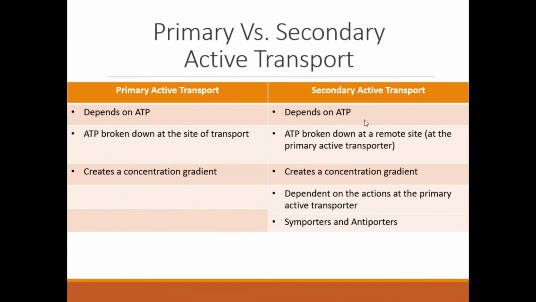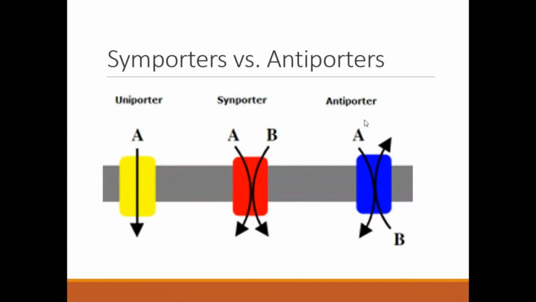Secondary active transport always moves at least two solutes. It'll either move them in the same direction, which we call a symporter, or we'll move them in opposite directions, and we call those antiporters. But they always move at least two. Forget that diagram on the left of a uniporter.